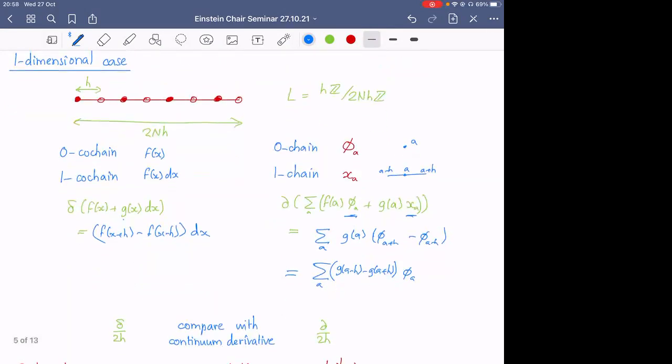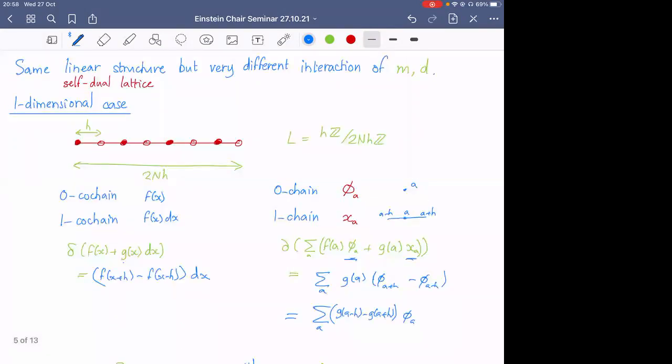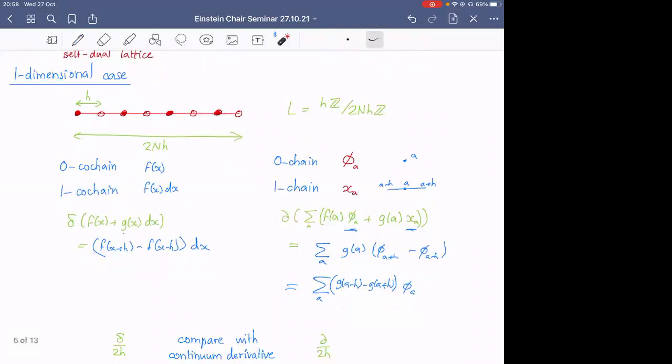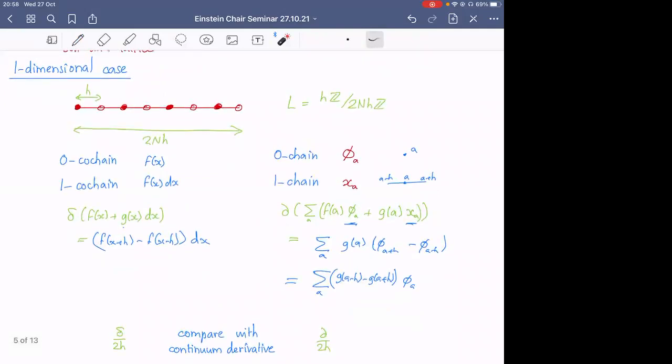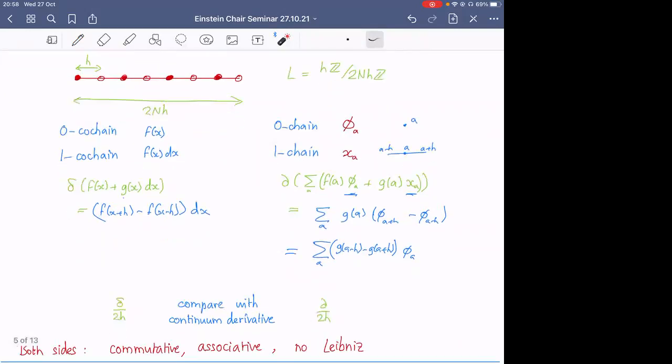Yeah, with the continuum derivative, notice that we just have differences here. So we want something like the continuum derivative. We want a divided difference. So we'll have to divide by 2h. So these are the objects that ought to be comparable with a continuum derivative.